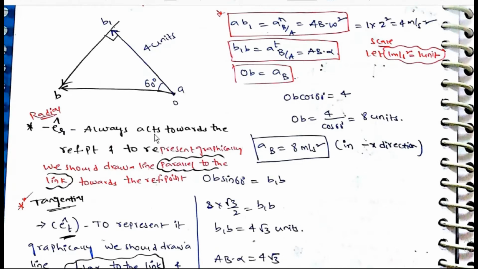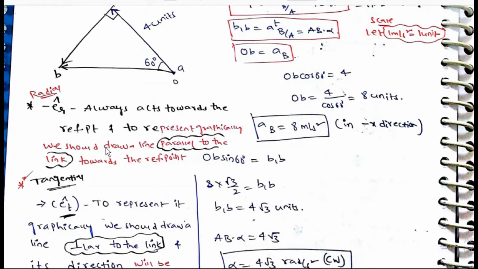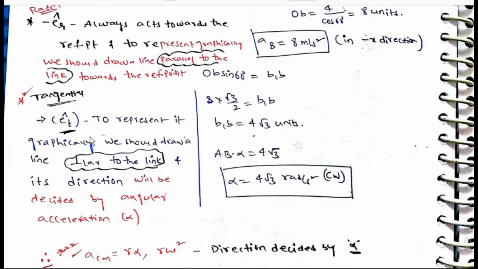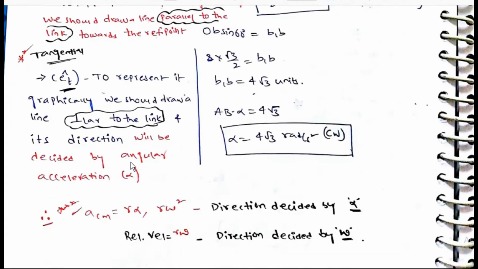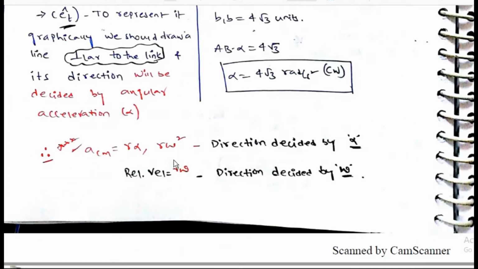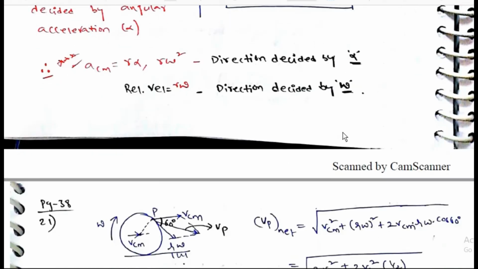Minus e_r cap always acts towards the reference point, and to represent it graphically, we should draw a line parallel to the link towards the reference point. Minus e_t cap, to represent it graphically, we should draw a perpendicular line. a_CM is equal to r alpha, r omega square, direction decided by alpha. Relative velocity r omega, direction decided by omega.